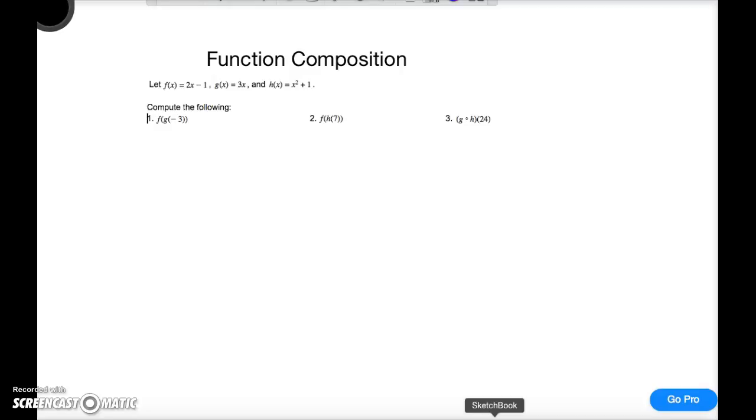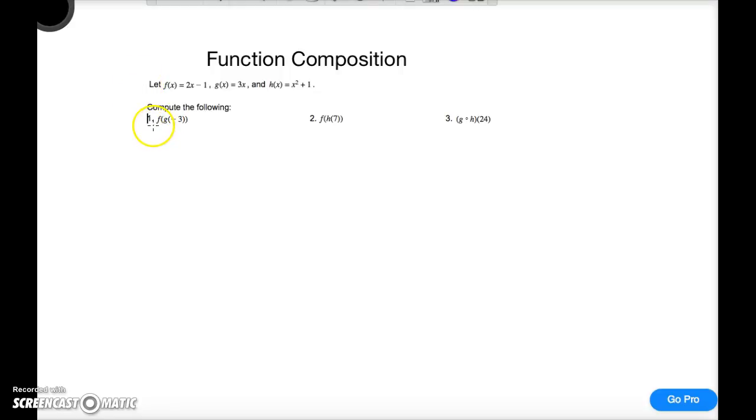Today we're talking about function composition. So we're going to take two functions and combine them, where the output of one function is going to become the input of another function. So we are going to look at some examples.